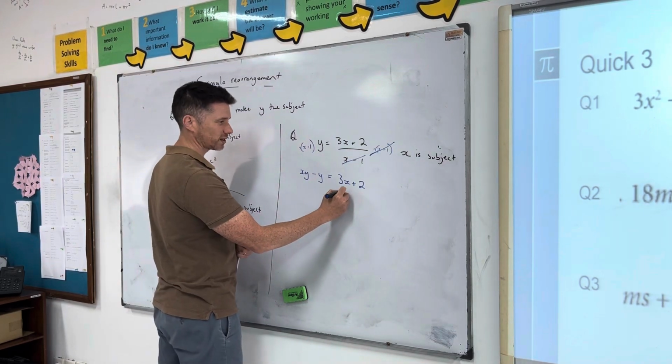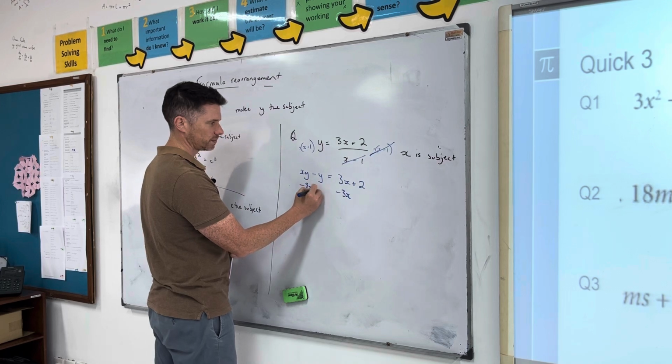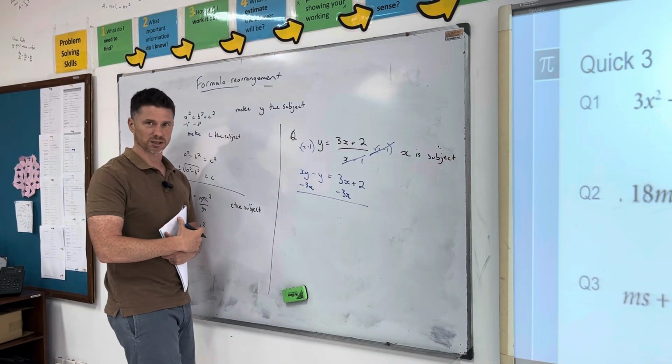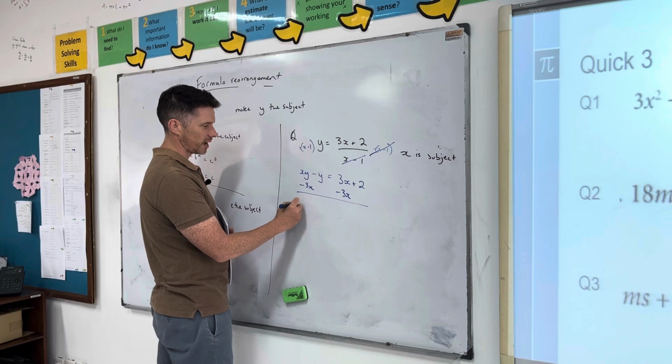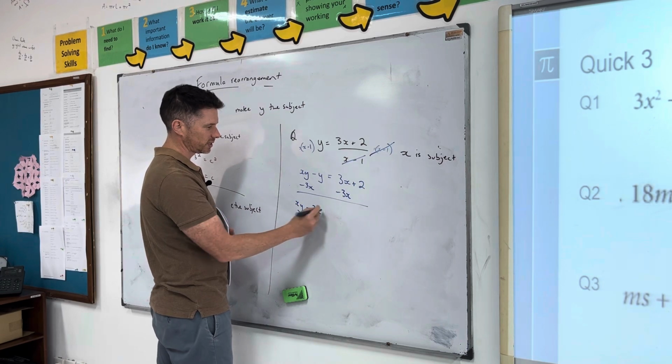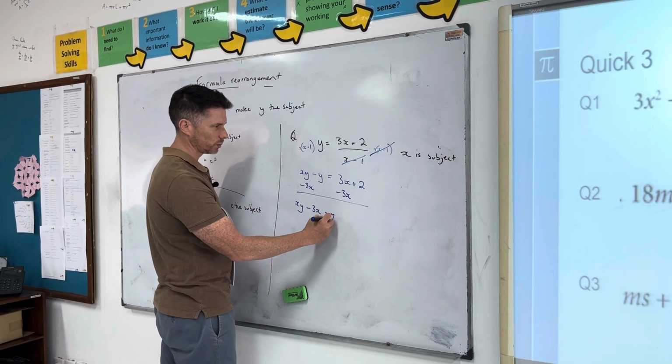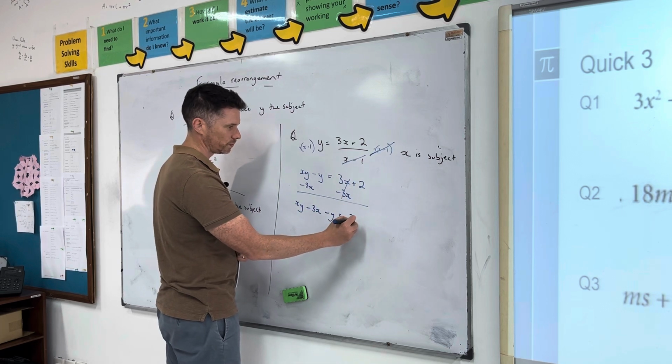I'm going to subtract 3x from both sides. I just want all the x's on this side. So I get xy minus 3x. These cannot be combined yet. Minus y is equal to, that goes away, 2.